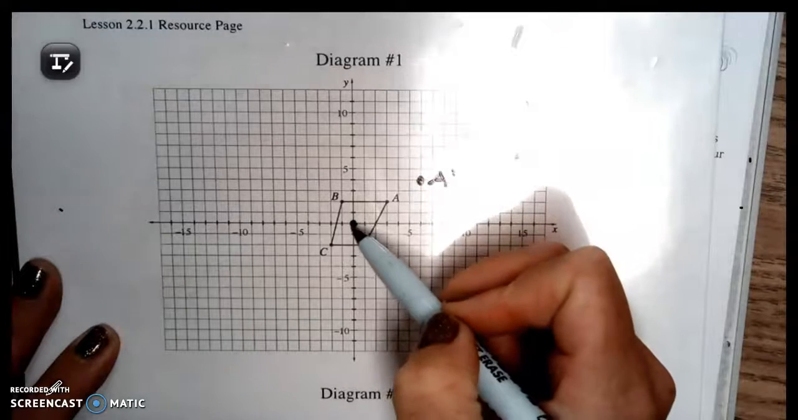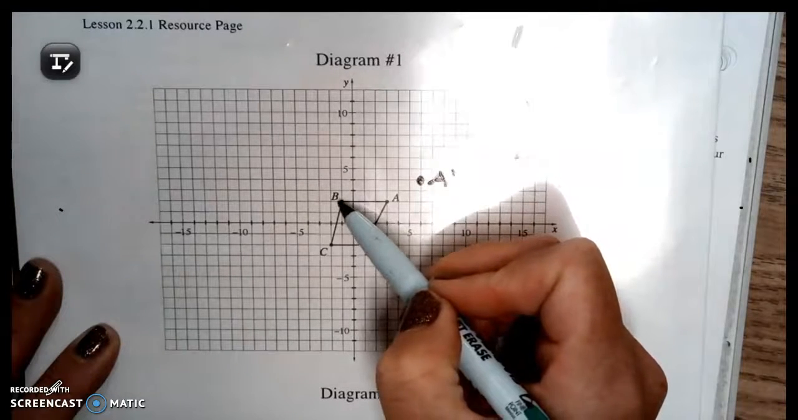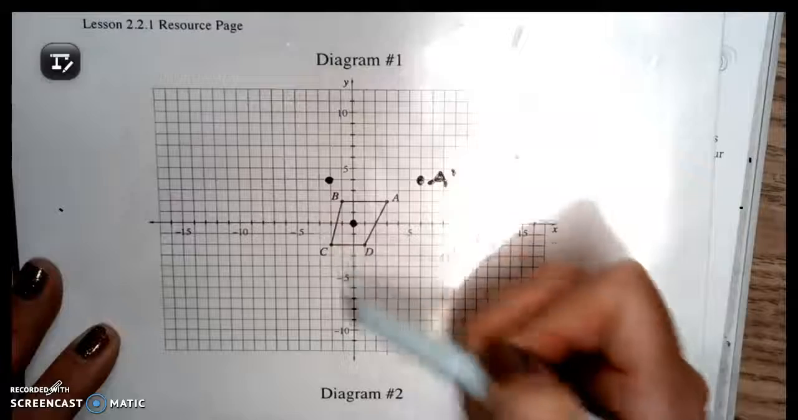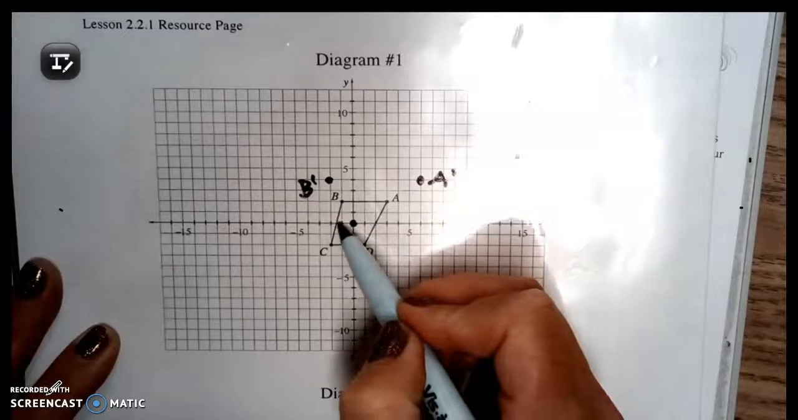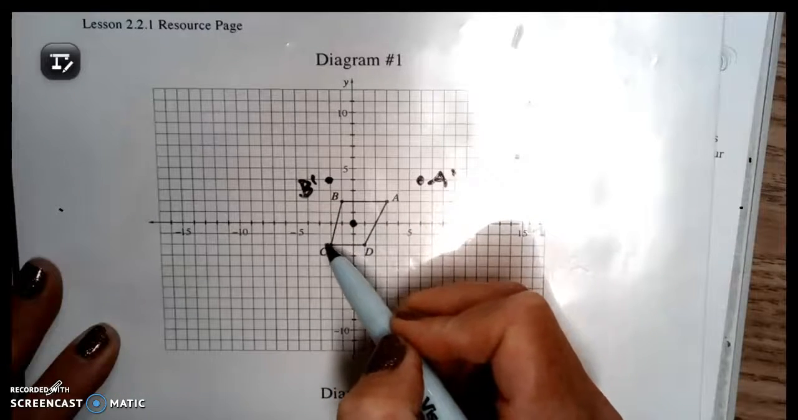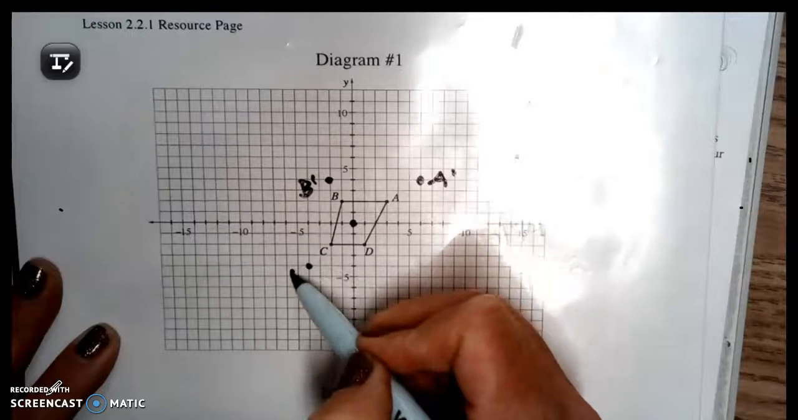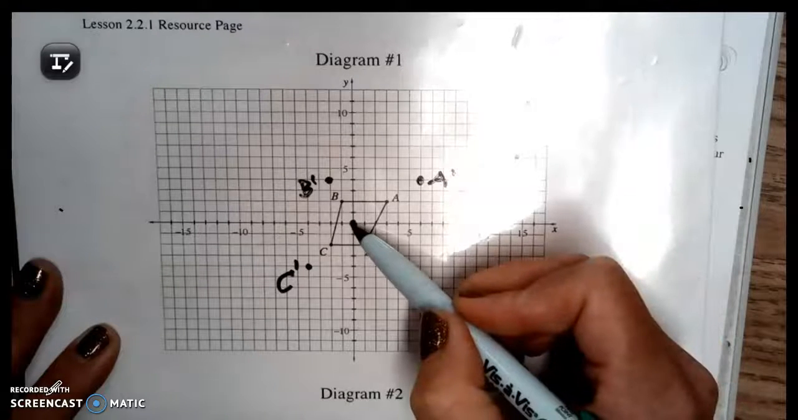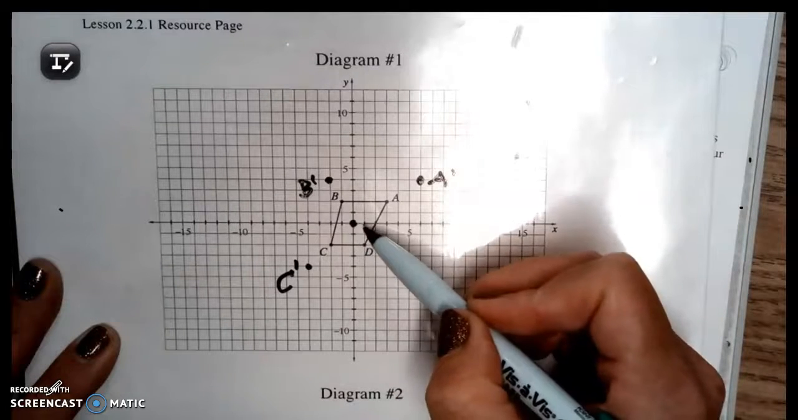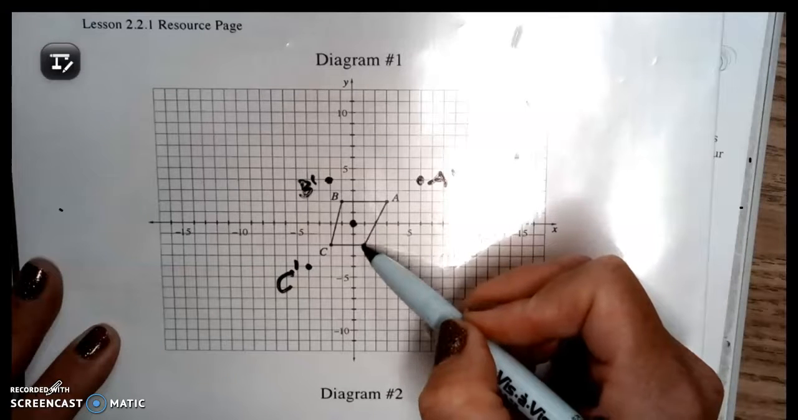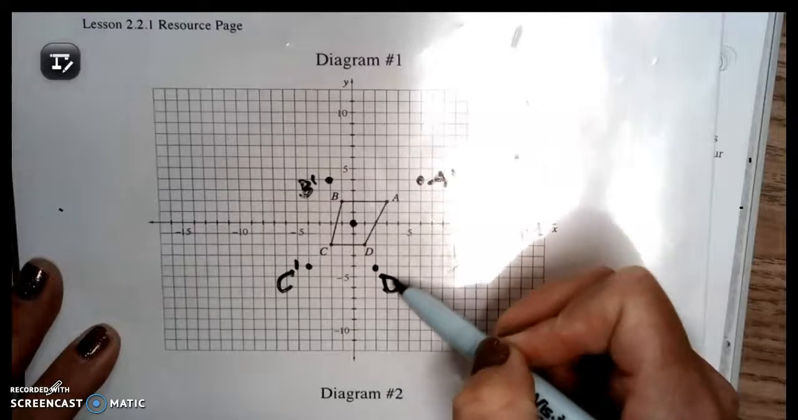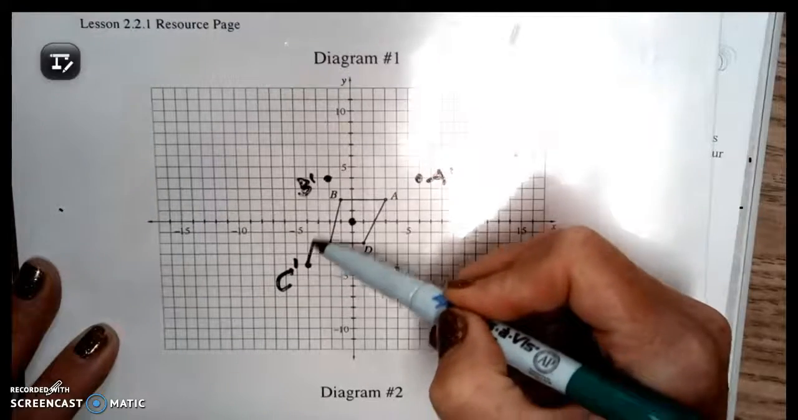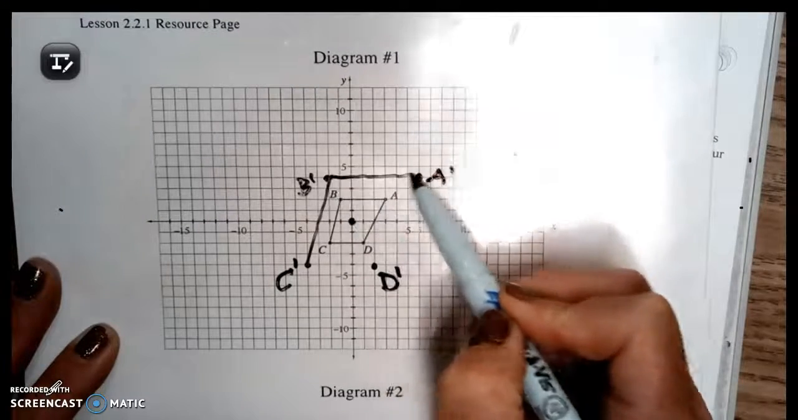You would do the same for B. You go up 2, backwards 1. So from B, you go up 2, backwards 1. And that would become your B prime. To get to C, you would go backwards 2, down 2. So you go backwards 2, down 2. And that would become your C prime. To get from the center to D, you go 1 to the right and down 2. And that becomes your D prime. Then you connect all those points and watch what happens.